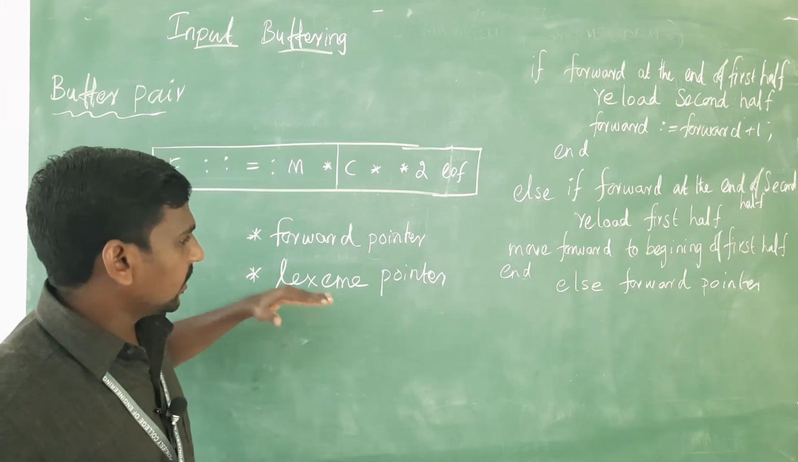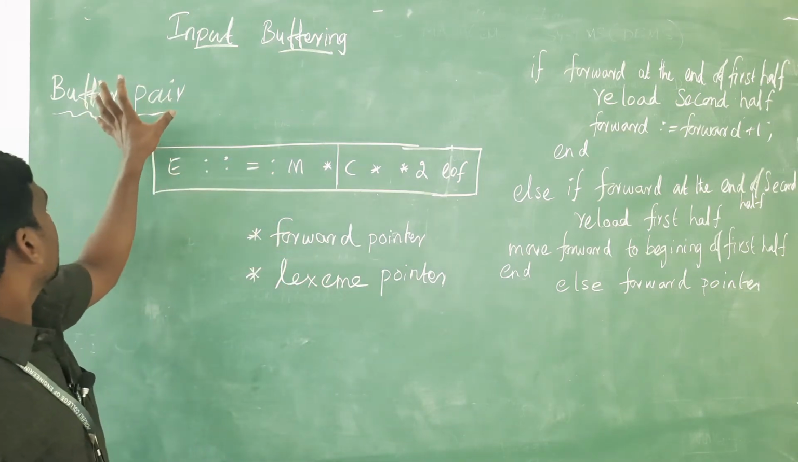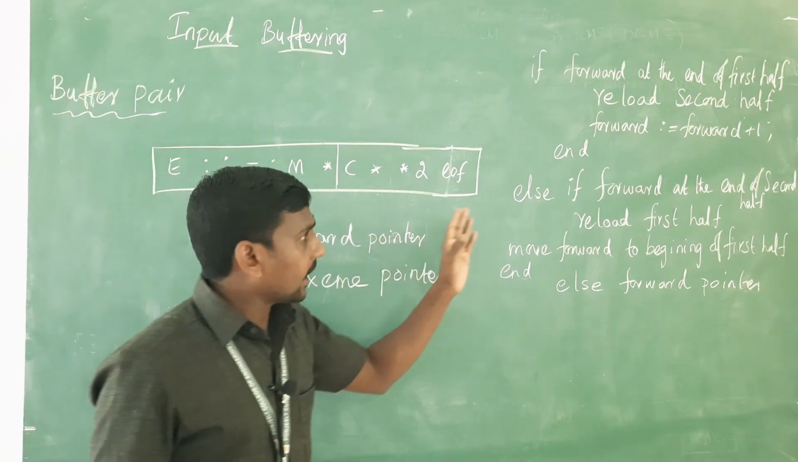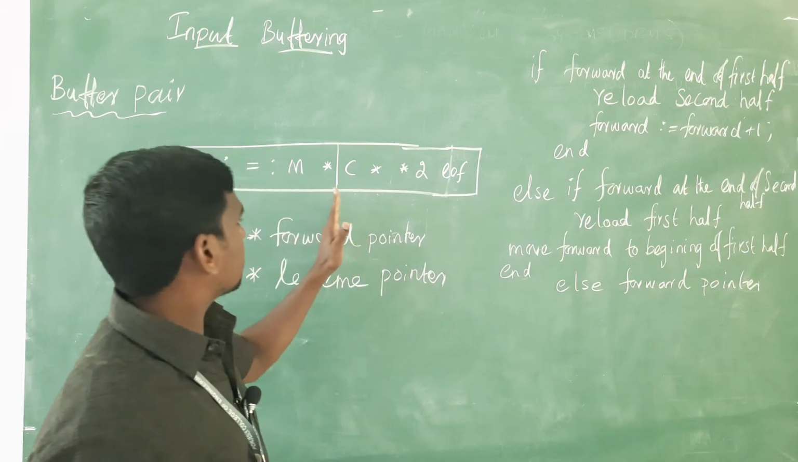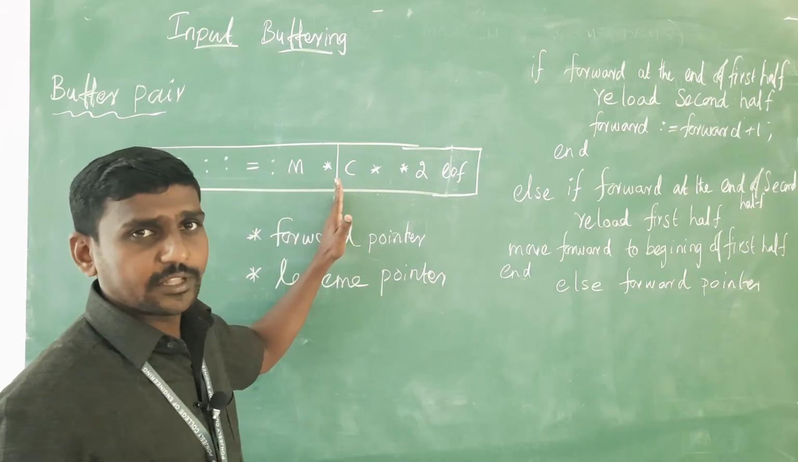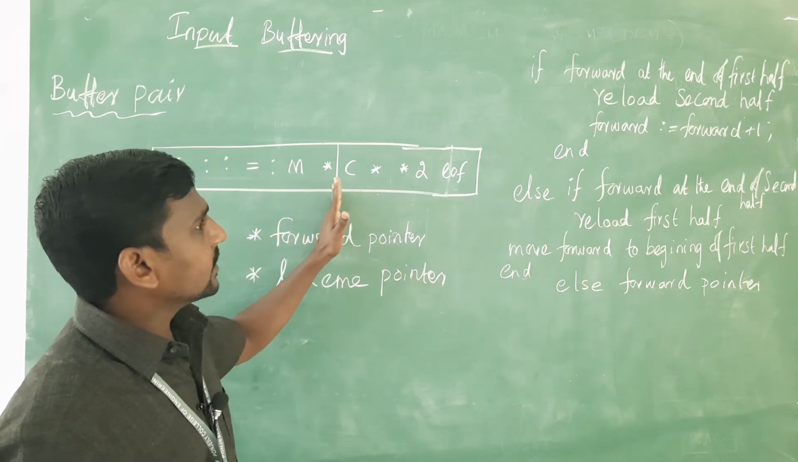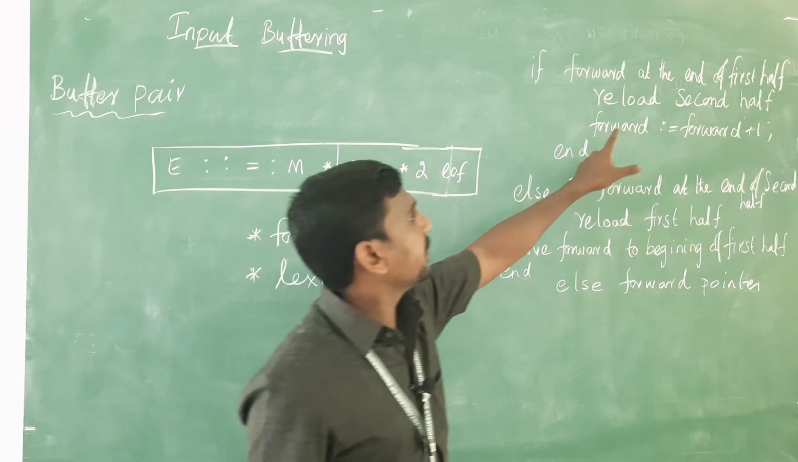So this is the concept we are using in the buffer pair, and this is an algorithm. See, if forward is at the end of the first half, this is the first half, if forward pointer is at the end of the first half, what are we going to do?